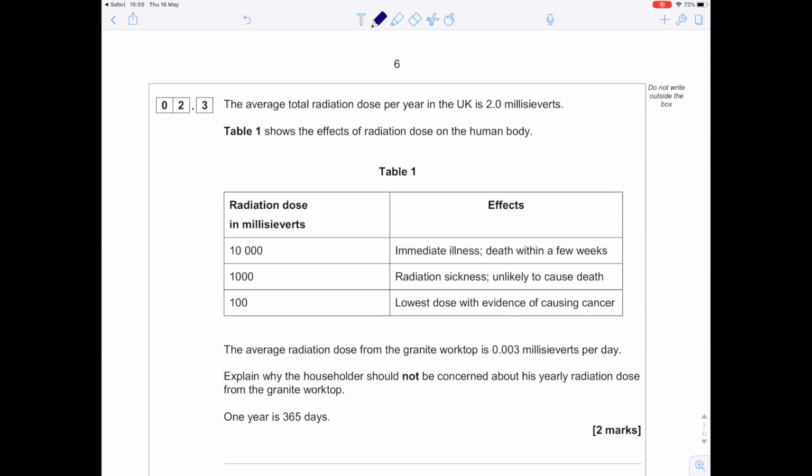The average total radiation dose per year in the UK is 2 millisieverts. Table 1 shows the effects of radiation dose on the human body. So we've got our radiation dose, 10,000 causes immediate illness, death within a few weeks. 1,000 causes radiation sickness and is unlikely to cause death. 100 is the lowest dose with evidence of causing cancer. The average radiation dose from the granite worktop is 0.003 millisieverts per day. Explain why the householder should not be concerned about his yearly radiation dose from the granite worktop.